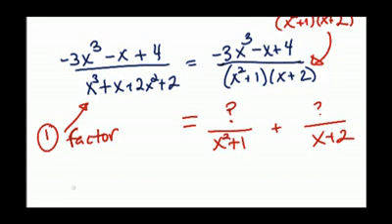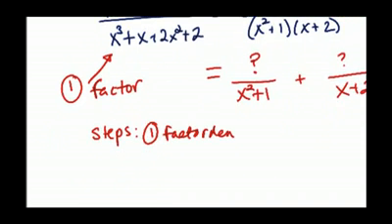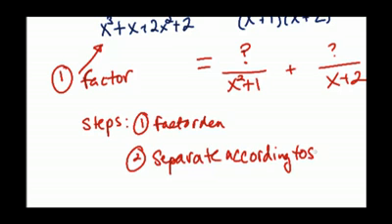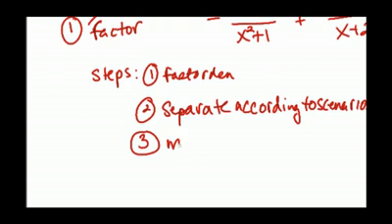So what are the steps? The steps are as follows. 1. Factor the denominator. 2. Separate according to the general scenarios. 3. Multiply both sides by the denominator of the left-hand side.